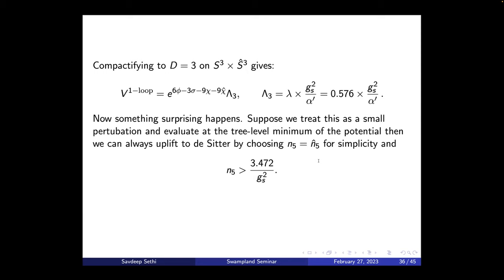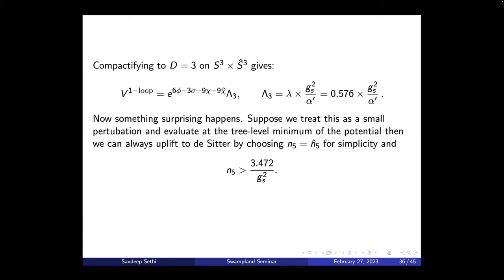And you ask the question, can I uplift? Why can't I uplift now? I'm getting a one loop contribution to the potential. I will make my AdS scale. Let's set these two fluxes to be the same just to get rid of a parameter. I'm going to ask, what value of g string should I pick to get this hit?